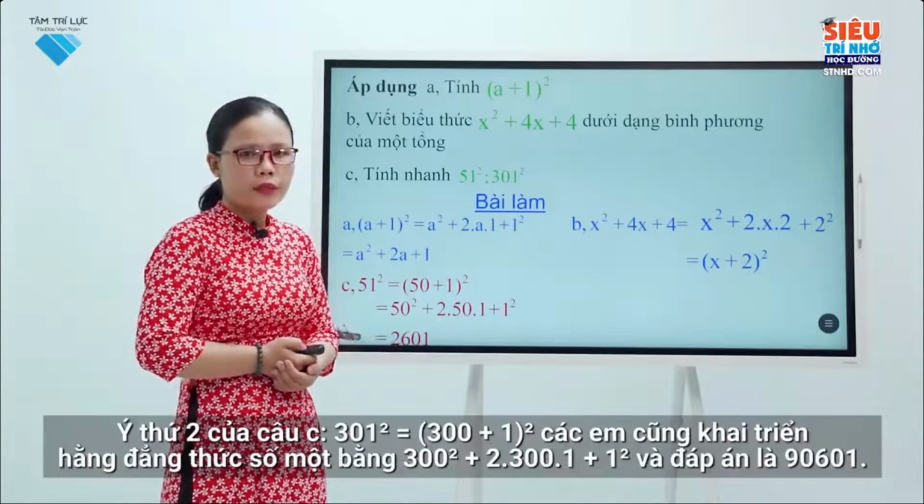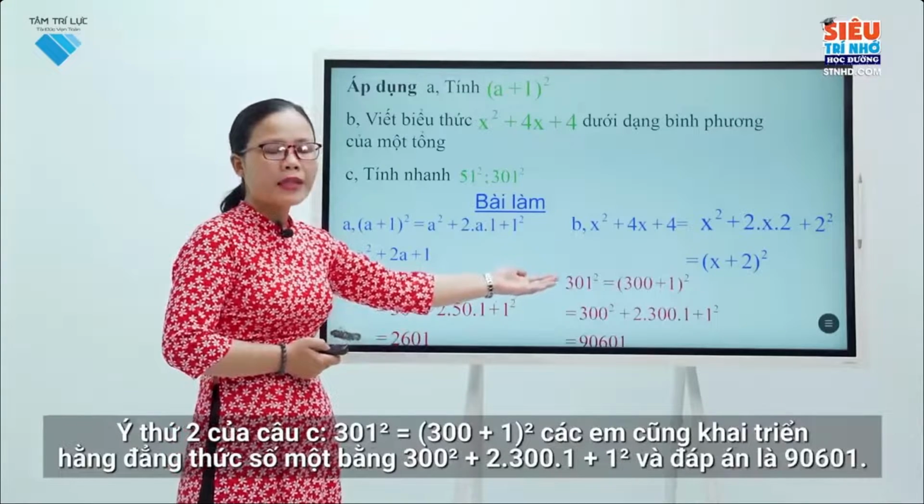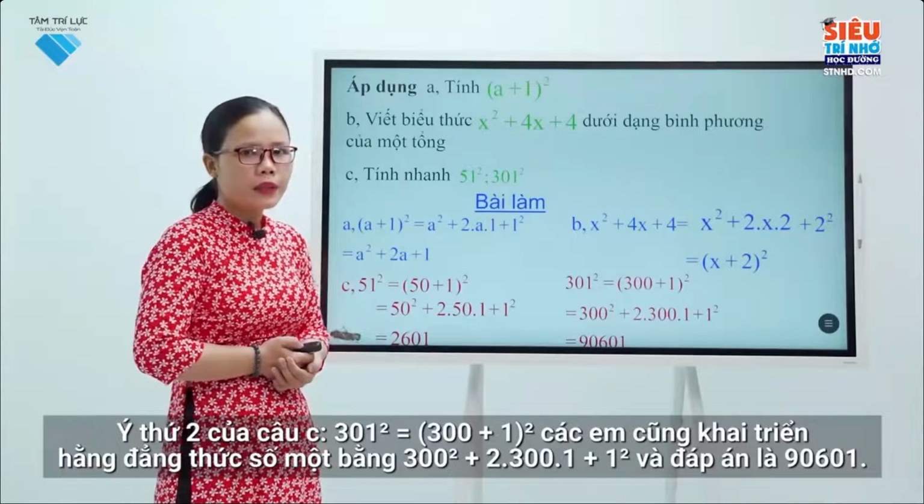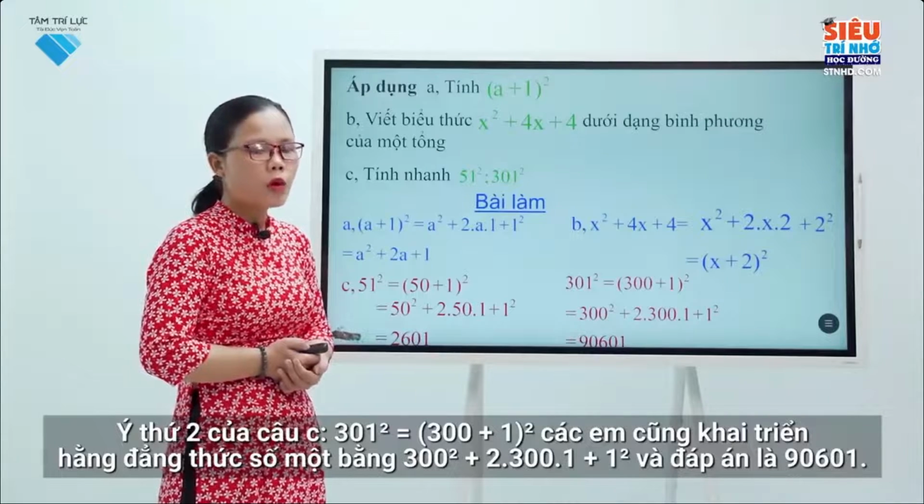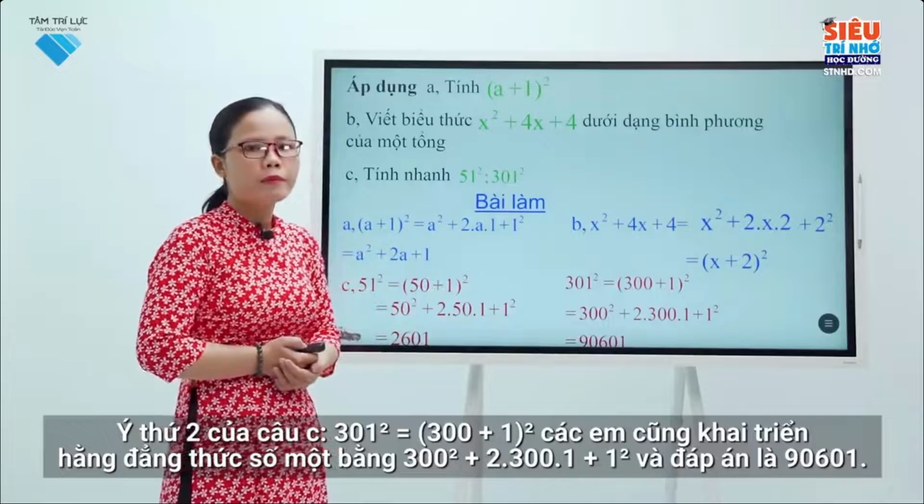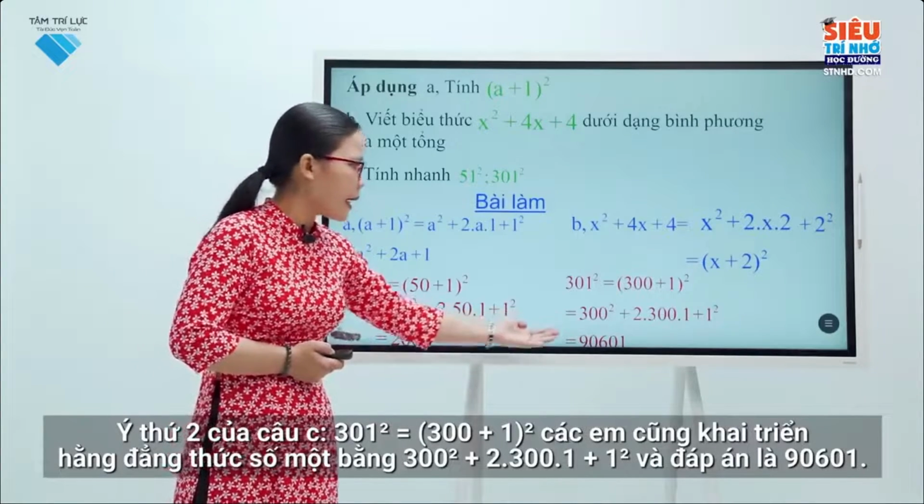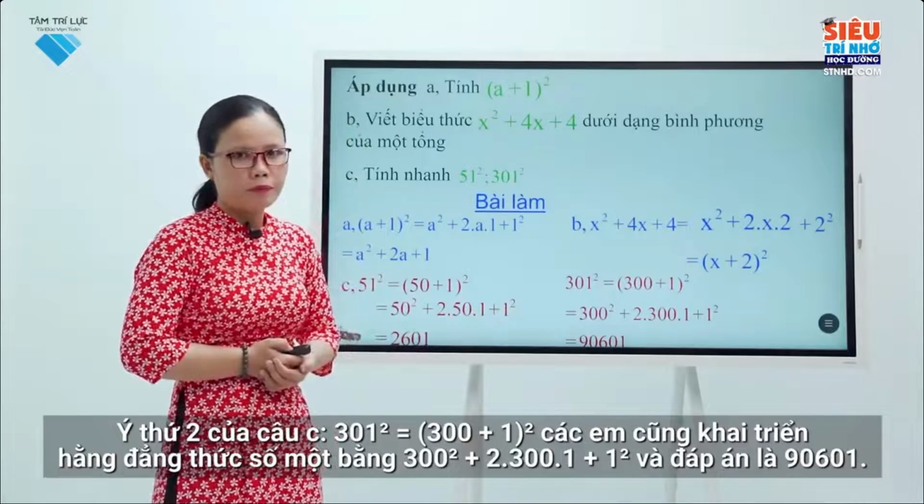The second part of question C, 301 squared equals (300 + 1) squared. You also expand with the identity number 1: 300 squared plus 2 times 300 times 1 plus 1 squared. And the answer is 90,601.